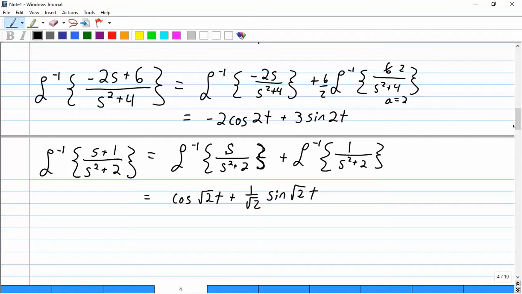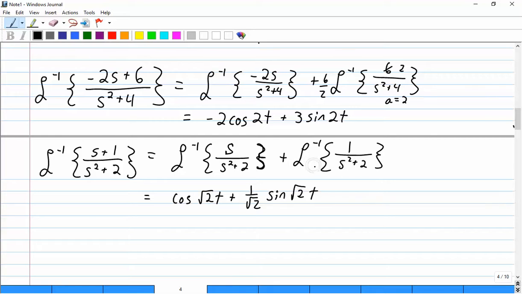Alright, so for both of these, your a is equal to the square root of 2. The first part, when we split it up, the first inverse Laplace transform is a cosine, because it has an s in the numerator and s squared in the denominator. And then the second one is a sine, because we have a constant in the numerator and we have an s squared in the denominator plus something.